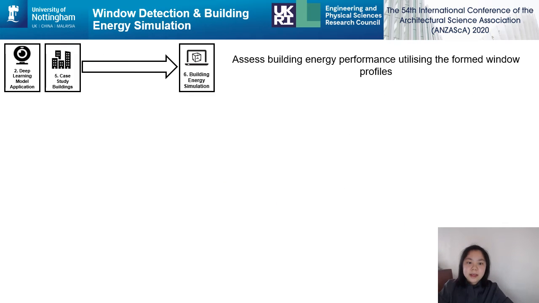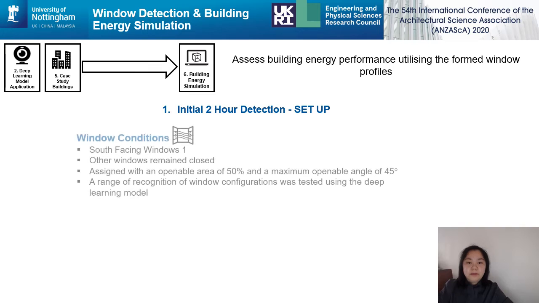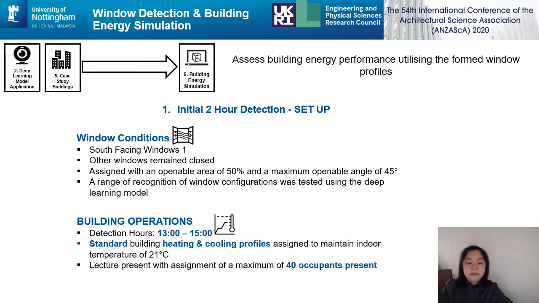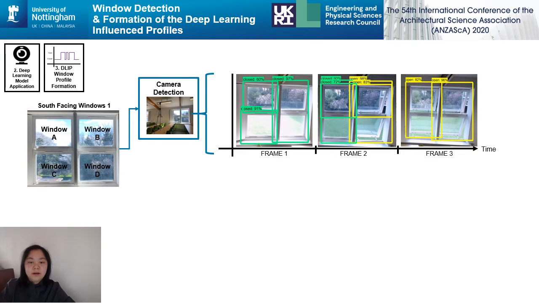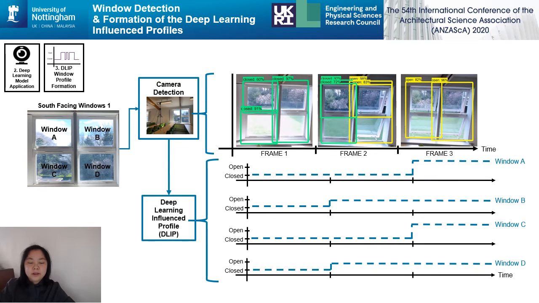To assess the deep learning-based approach using building energy simulation, an initial 2-hour detection within the case study building was performed. This was along with the use of the window and building conditions assigned to the case study building in the building energy simulation. This shows the process in which data of the detected and recognized windows were recorded in terms of a deep learning influence profile for each of the windows A, B, C, and D.